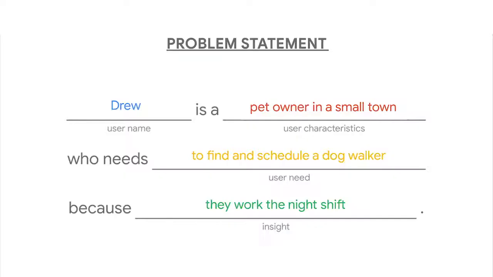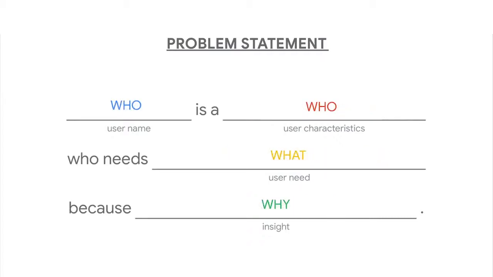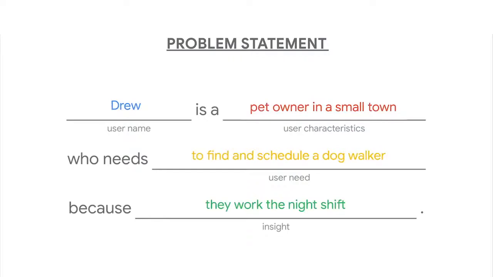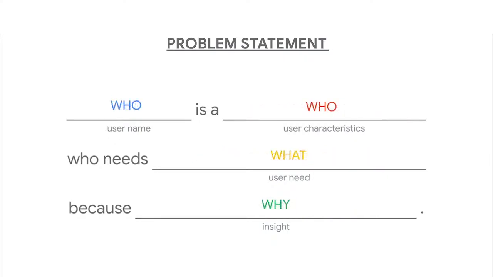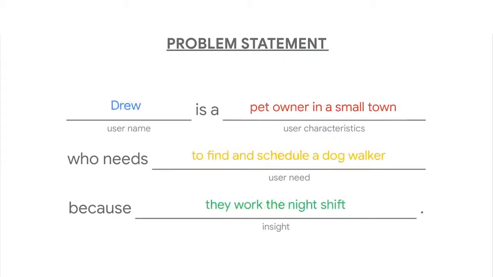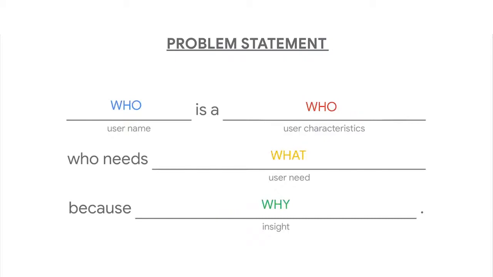Now let's connect the dots. Remember, we're transitioning from the problem that our user Drew is facing to the solution we want to focus on to meet their needs. The first part of the problem statement, Drew is a pet owner in a small town, describes the user that our design will serve. This informs the who of our goal statement. The second part, find and schedule a dog walker, describes the need or problem that our user Drew is facing. The problem will guide the solution that we need our product to provide, or as we're calling it, the what. And the third part, because they work the night shift, describes an insight about our user that might inform our design.